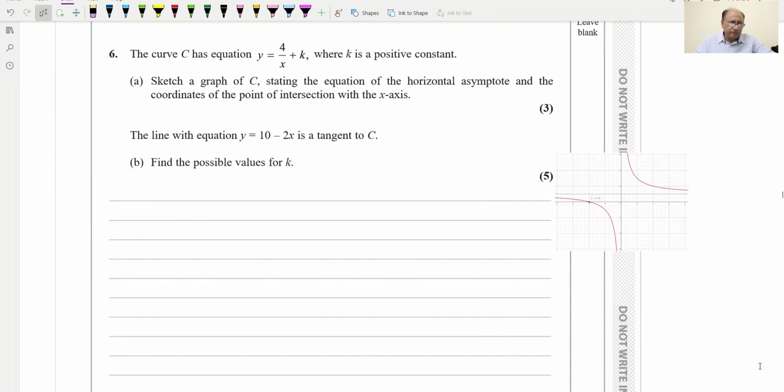Question number 6 says the curve C has equation, this one, where k is a positive constant. Part A, sketch a graph of C stating the equation of the horizontal asymptote and the coordinates of the point of intersection with the x-axis. This is a 3-mark question, and this is the portion which I've inserted for you. This is not part of the question, so we will discuss it in a while.